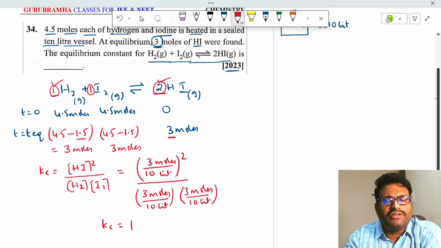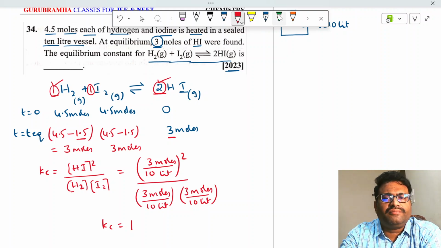On substitution, you will get it equal to 1. Okay. And in another way, let us solve the problem.